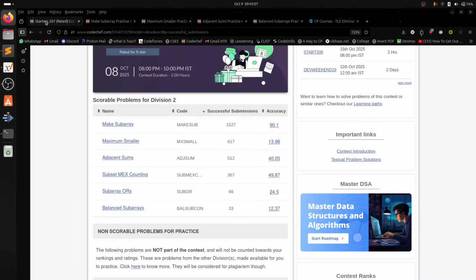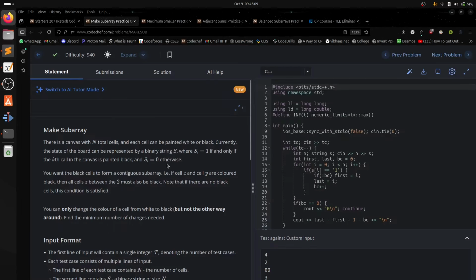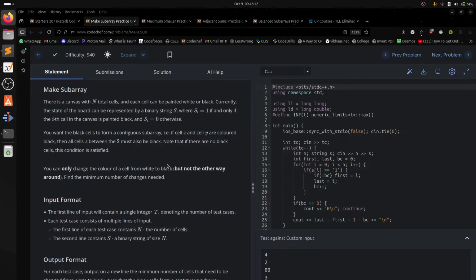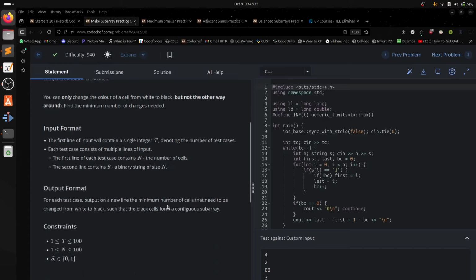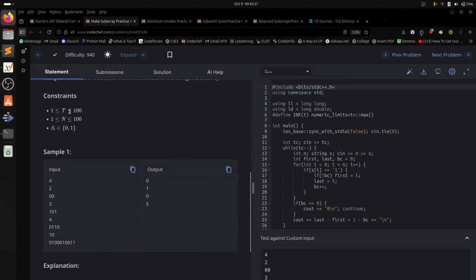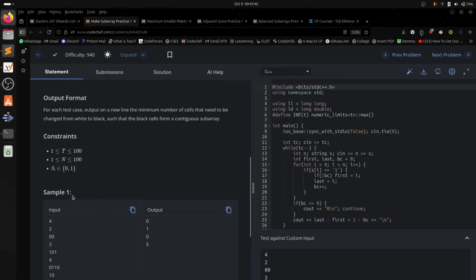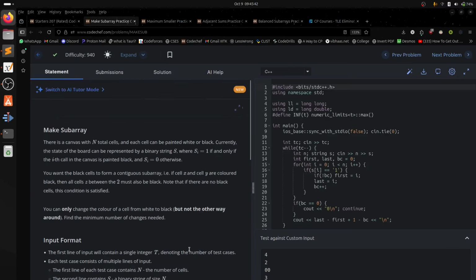Okay. So the first question is make subarray, and the question goes, there is a canvas with n total cells. Each cell can be white or black. 1 means it's black, 0 means it's white. We want the black cells to form a continuous subarray. We can only change the color from white to black, but not the other way around. Find the minimum number of changes needed, and n goes up to 100. So even a brute force solution will work here. N cube solutions will work.